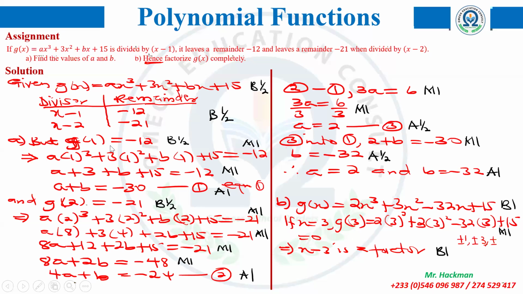You've stated the remainder theorem here, basically. So that's also b half. Okay, now your method will come in. J of 1 means wherever you see x in J of x, it becomes 1. So you carry out your substitution. And remember, this is equal to minus 12.